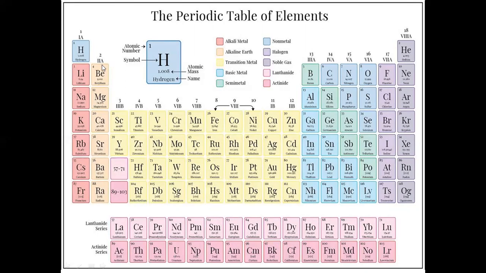Please remember, when an atom loses an electron, it becomes a cation. Please make a note. Atom, by losing an electron, becomes a cation. Is it okay? All these metals can be cations. When they lose electrons, they become cations.